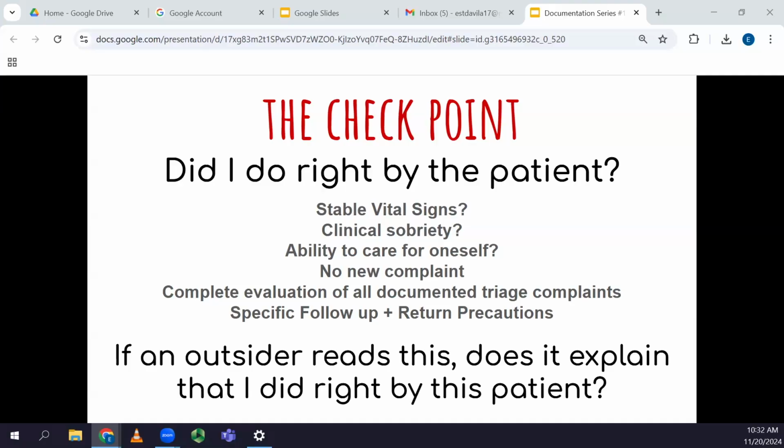And then the last thing I ask myself is, if an outsider reads this, does this explain that I did right by this patient? And I ask this to myself because I don't like the whole practicing defensive medicine. I don't really believe in that. If we're doing the right thing for our patient and we're not cutting corners, then I don't need to practice defensive medicine because I know I did the right thing. So when I ask myself these moral questions, I feel like that's what helps me decide if I can safely discharge a patient home and if I documented my management with this patient appropriately.